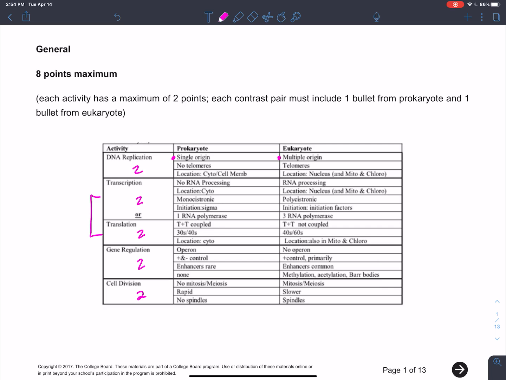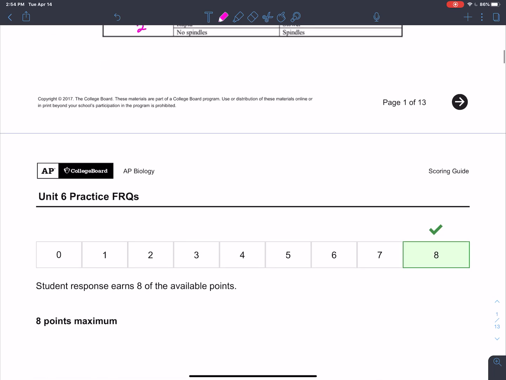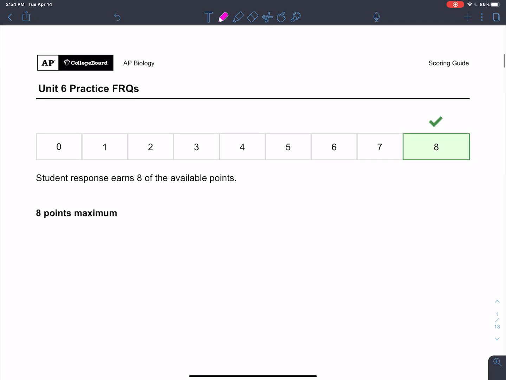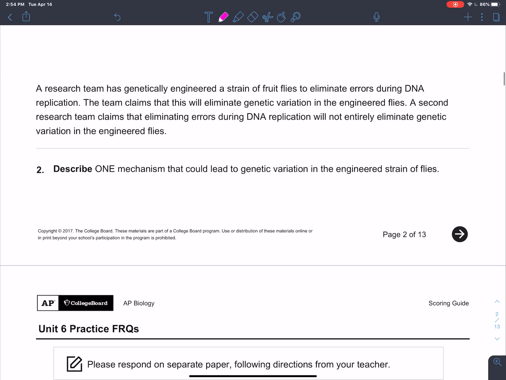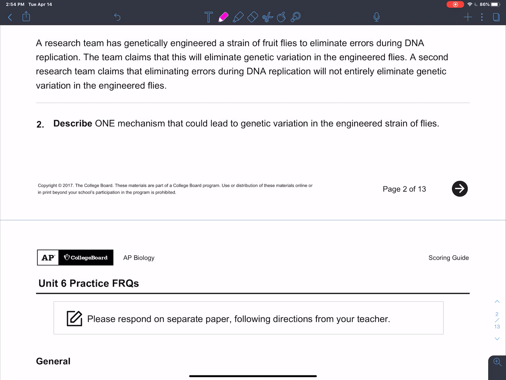This is the College Board rubric, so that if you were being graded for your AP exam, this is what the graders would be looking at. Next one, so there's a total of 8 points. Sorry about the big blank spaces, but I had to take out some of the extra stuff from the AP College Board. This one talks about flies.